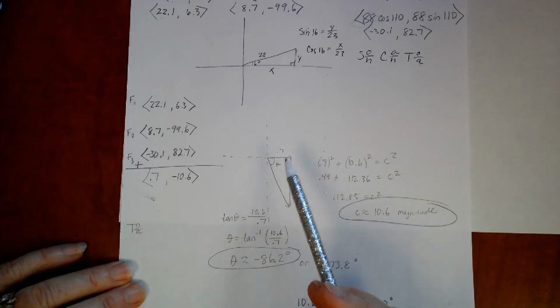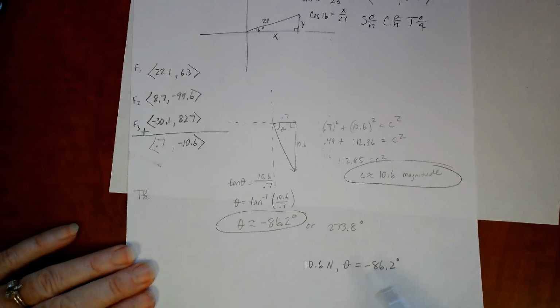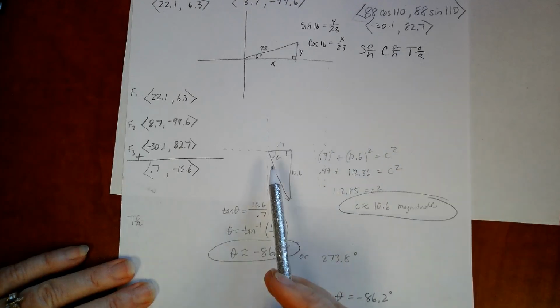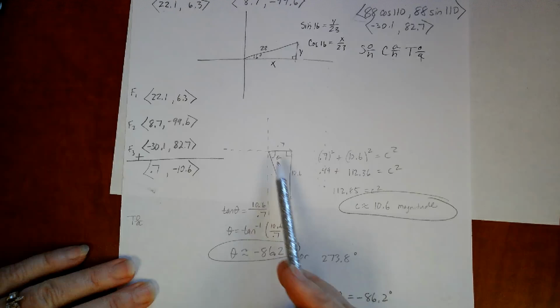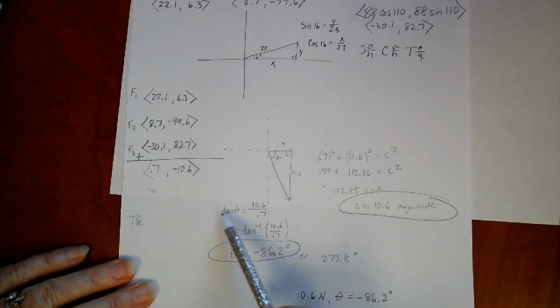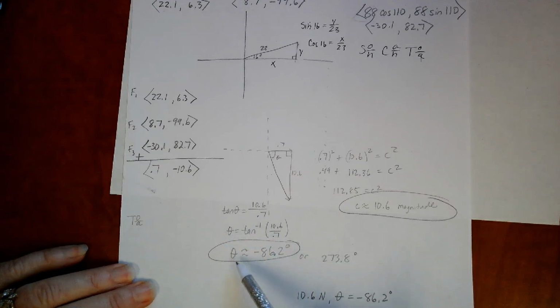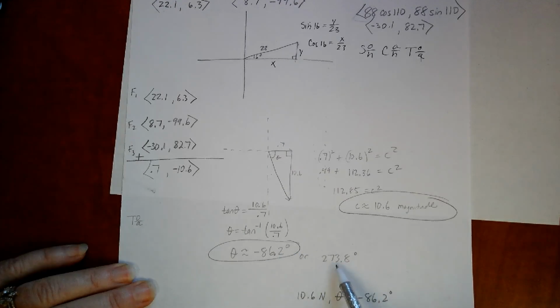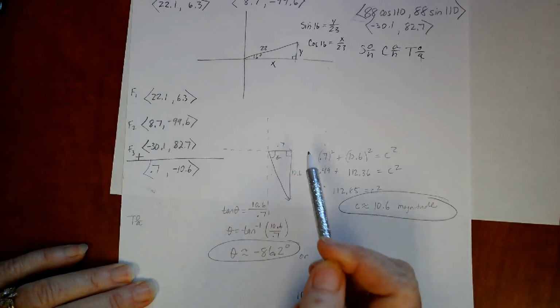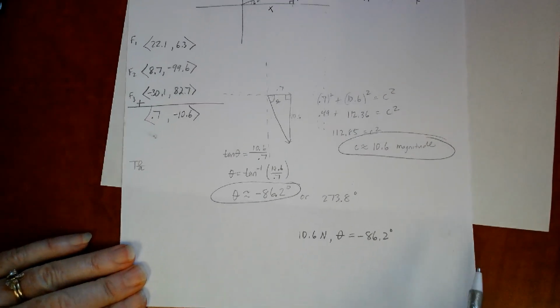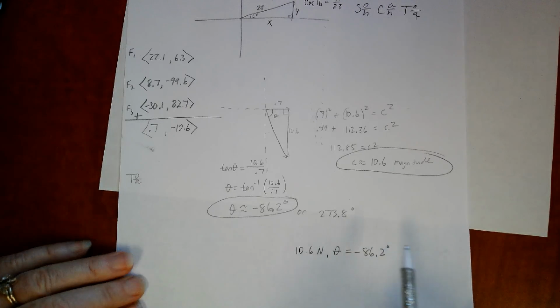I can get my direction by using the tangent, because tangent is opposite over adjacent, and I'm trying to find theta. So I said tangent of theta is 10.6 over 0.7. I can inverse tangent both sides, and I get theta is negative 86.2 degrees. Or you could have written that as 273.8. Either way, it's pointing down here in quadrant 4. And so that's actually just the answer right there.